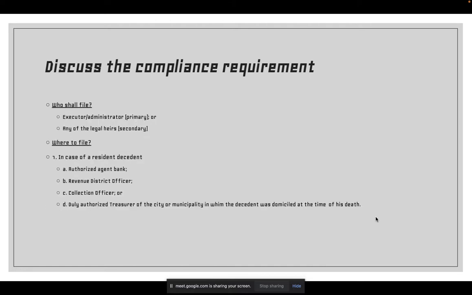Okay? Sino po ang magfa-file? Okay, who shall file? The executor administrator. It's the primary person who will file, and any of the legal heirs would be the secondary person. Okay? To comply.